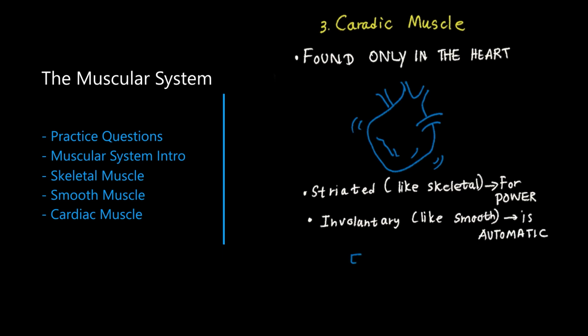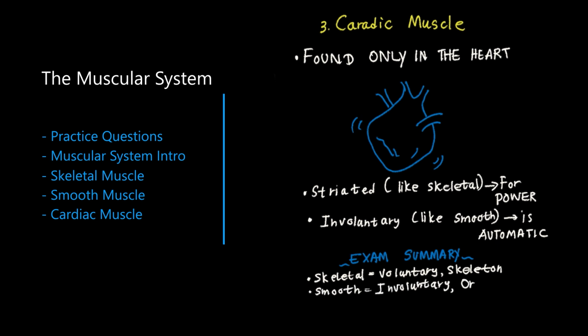Cardiac muscle cells are joined by special connections called intercalated discs, which allow electrical signals to pass rapidly from one cell to the next, ensuring the entire heart contracts in a coordinated, powerful wave.